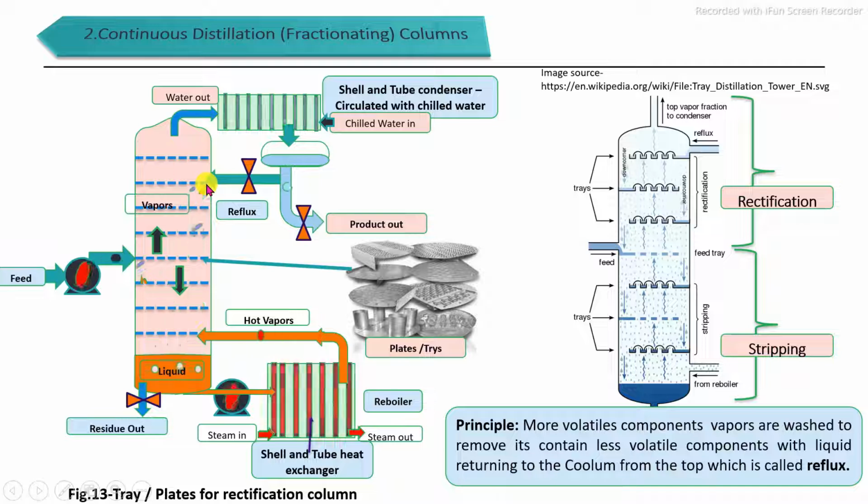Due to the reflux system, when the more volatile component vapors pass from the bottom to the top, any lower volatile components they contain are again condensed and returned to the bottom section. That means the maximum of the more volatile components pass only to the top section, and the less volatile components are condensed in between the trays in the column.